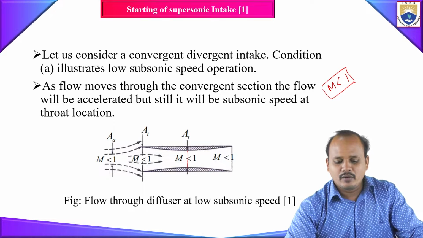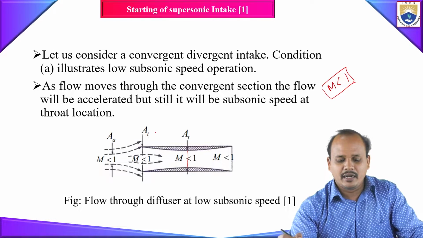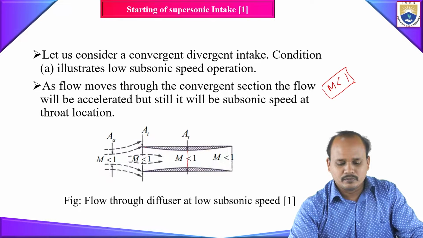So in the low subsonic speed operation, what is going to happen is that when the aircraft is moving, the capture area, A_C, is going to be less than your intake area. A_i is the inlet area of your intake.